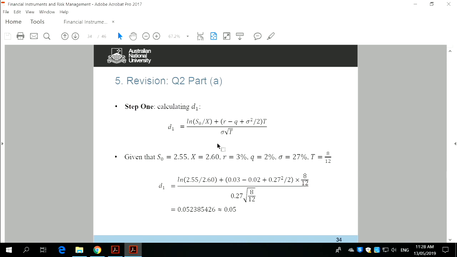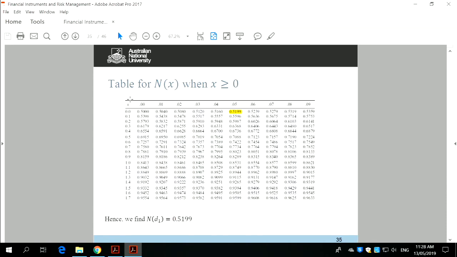So that's our strategy. Now, we know the way we calculate delta is based on the d1 equation from the modified Black-Scholes formula. The only modification here is to subtract the dividend yield from the risk-free rate. And then we know all of the parameters. For example, the spot price is $2.55, the strike price is $2.60, the risk-free rate is 3% minus the dividend yield 2%, plus the variance divided by 2, times the time to maturity. And in the denominator, we have sigma times the square root of time T. Okay, so we get 0.05, and simply go to the table with the positive value. 0.05 is associated with a delta of 0.5119. So that's the delta on the long position in a European call option.